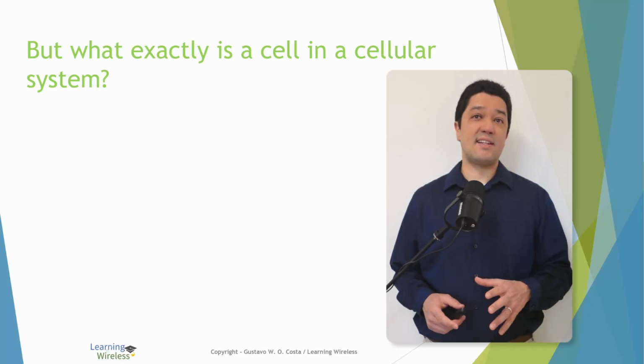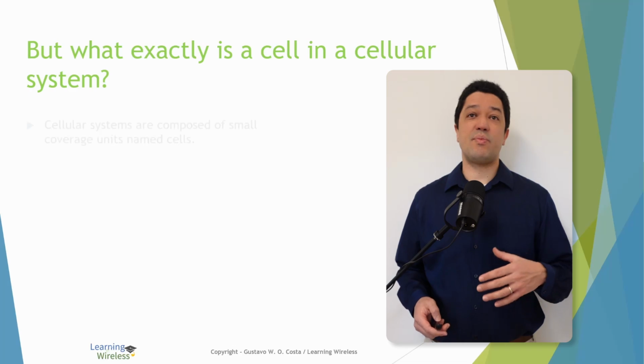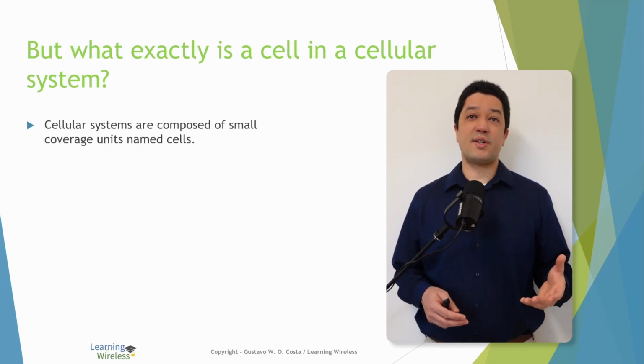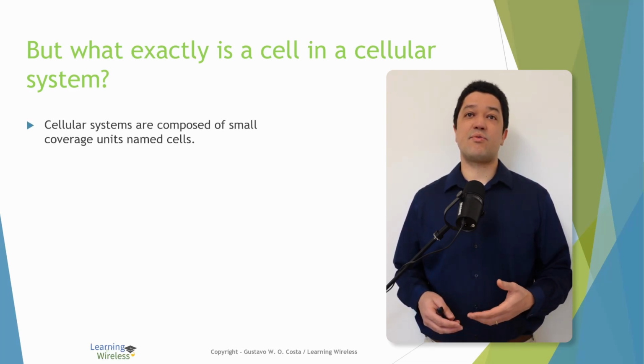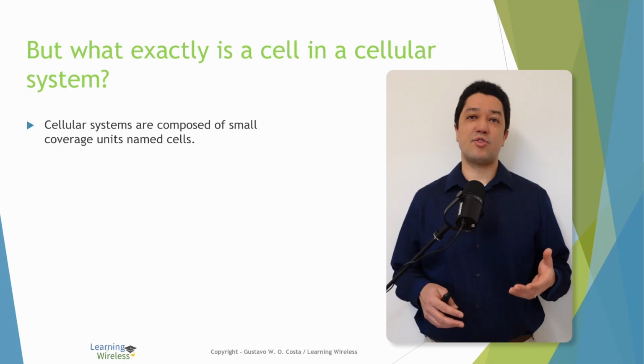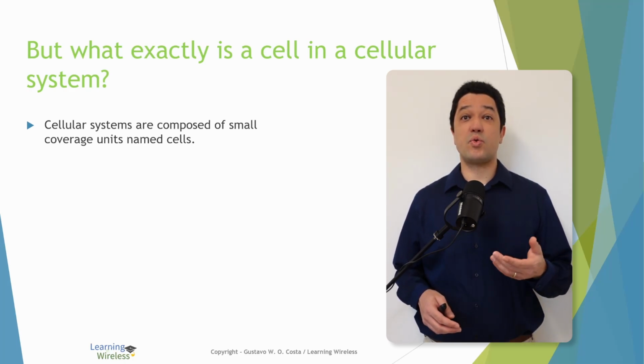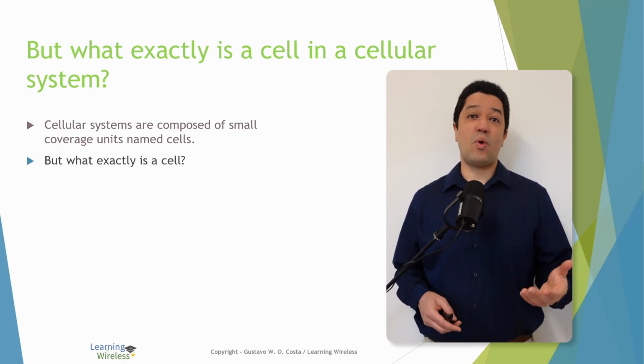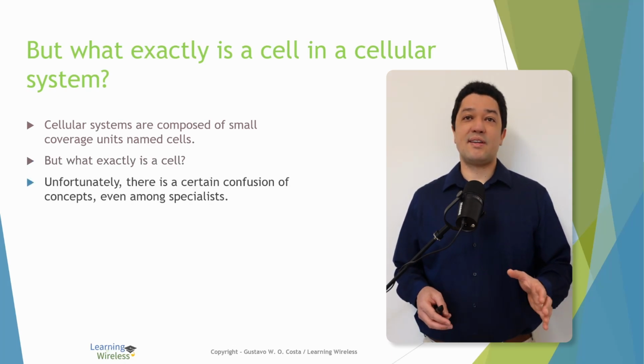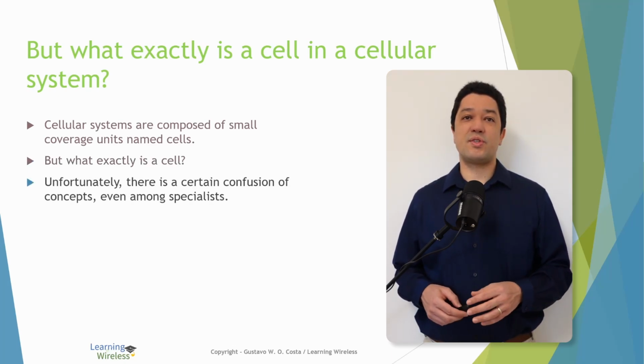So what exactly is a cell in a cellular system? Basically, cellular systems, for the sake of more capacity and mobility, are divided into smaller coverage units. Those are called cells. While that's a basic concept, what exactly is a cell? Well, the answer is a bit more difficult than it could seem at first.